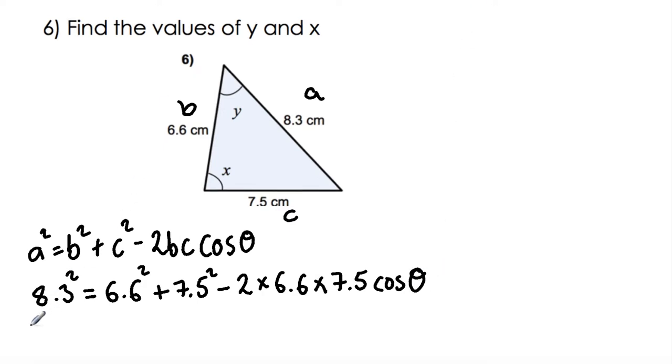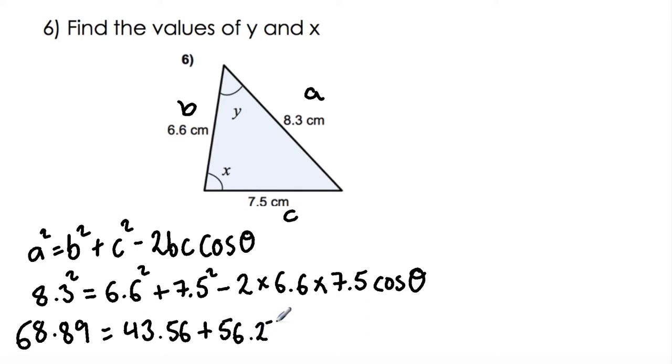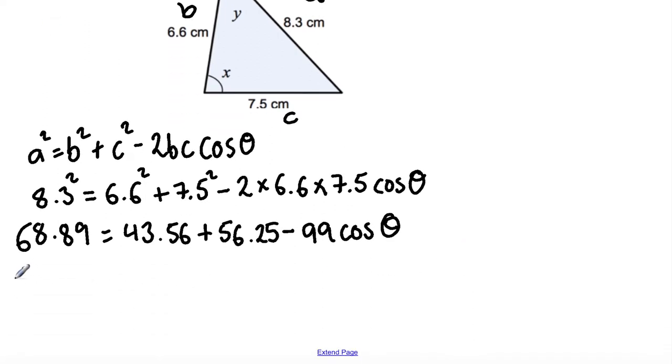8.3 squared is equal to 68.89. 6.6 squared is equal to 43.56 plus 7.5 squared is 56.25 minus 2 times 6.6 times 7.5, which is 99 cos theta. I'm going to simplify it further. So we have 68.89 equals 99.81 minus 99 cos theta.